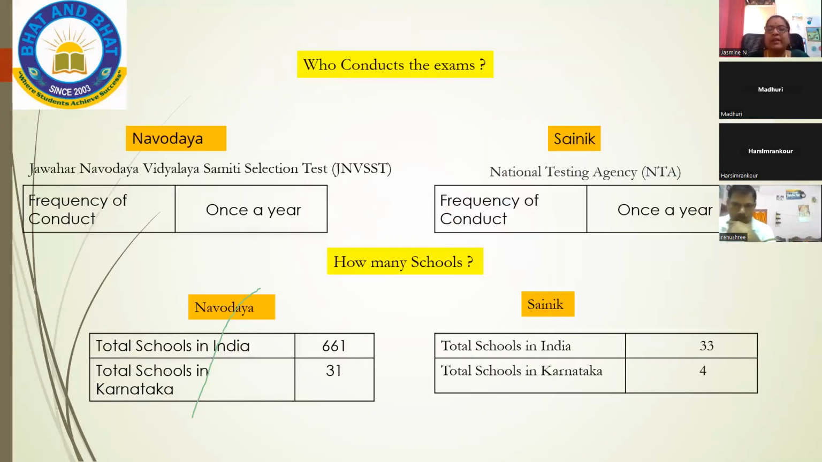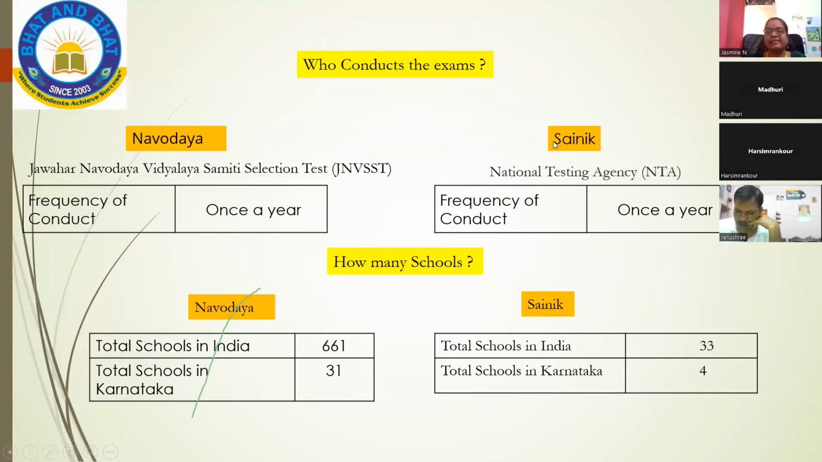Coming to the next slide. Who is going to conduct the Sainik School examination and the Navodaya School examination? The Navodaya School examination is under the control of Navodaya Vidyalaya Samiti, and Sainik School is under the control of the Sainik School Society. The test for Navodaya is JNVSST, the Jawahar Navodaya Vidyalaya Samiti selection test. They conduct the test once a year, so students are eligible to write the entrance examination for the Jawahar Navodaya Vidyalaya Samiti selection test only once a year.